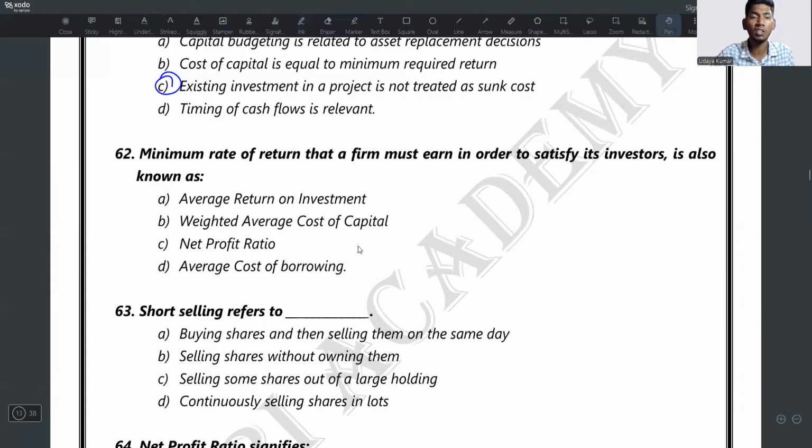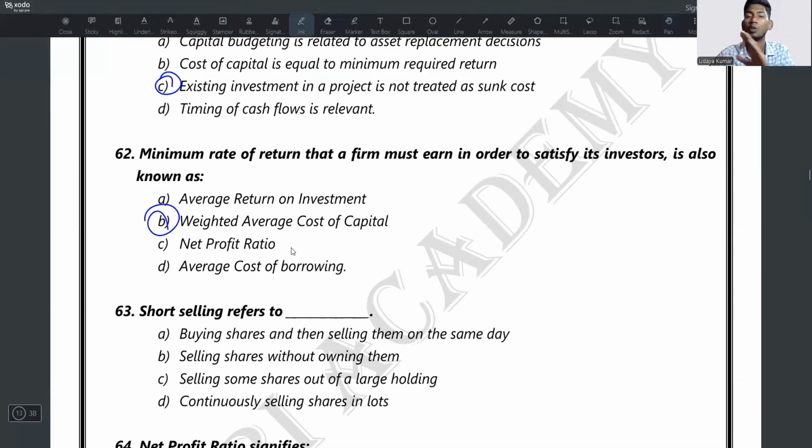satisfy its investors is also known as what? Who are they? They might be equity shareholders, preference shareholders, debenture holders, anyone. It can be a bank, those who have provided the term loan. So it's also known as what? Which we have discussed already, weighted average cost of capital.